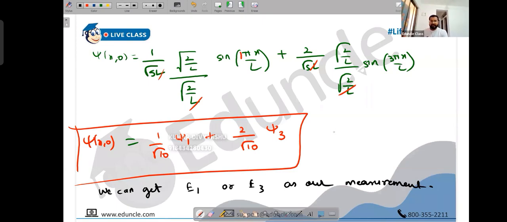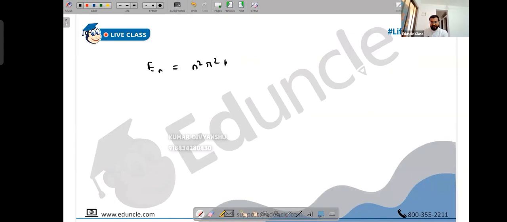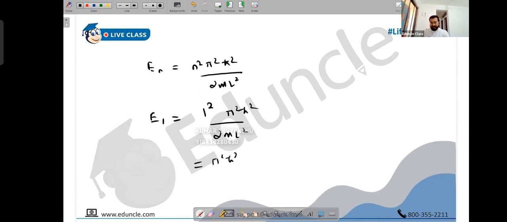And you can also calculate E1 and E3. So they have given us the En formula. What is En? En is n square pi square h square upon 2 ml square. You can temporarily call this E0 or whatever you want. So you want to find E1. 1 square pi square h square upon 2 ml square, or you can say this is pi square h square upon 2 ml square. This is one possible energy.